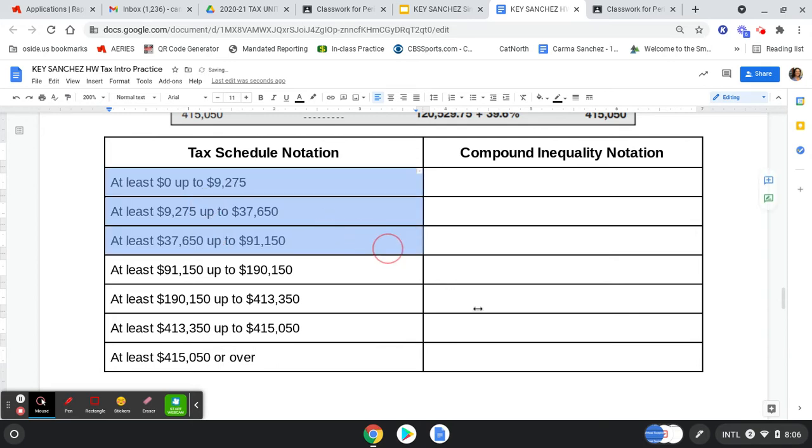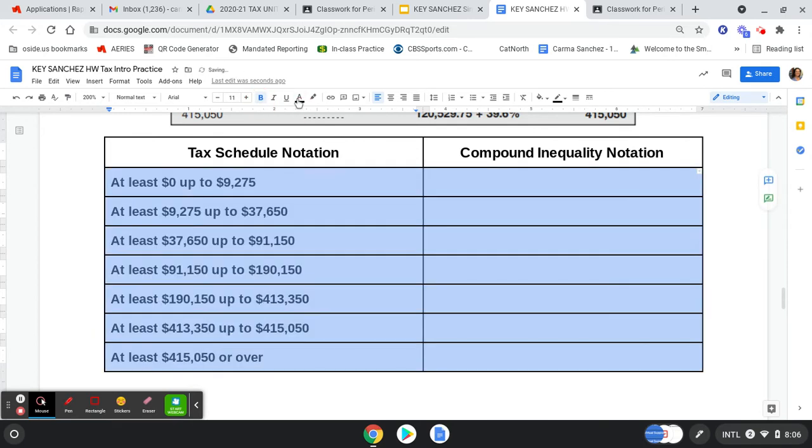And then we're going to do the inequalities that go with these words. So we're going to say from 0 up to x up to 9275. But remember, in this case, it's not equal to either of these, because at least 0, well, we're not even going to file a tax return or think about it if we have no income. So from 0 up to 9275, we're not going to put any equal to bars on either of these.